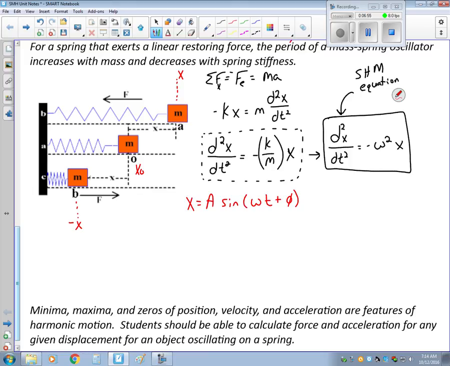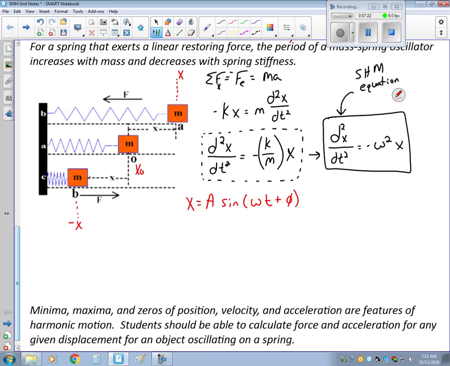Now, A is really the maximum amplitude. So we can think of A as being our x. A is the farthest that you pull that mass away from its equilibrium point. So A, and usually A stands for amplitude, is like the greatest position away. Sine is obviously the sine function.